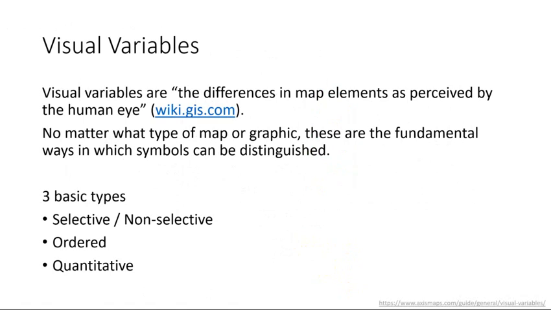Okay, visual variables are the differences in map elements as perceived by the human eye. And it's not just map elements, it's graphics and plots too. So no matter the type of map or graphic, these are the fundamental ways in which symbols can be distinguished. That's what we mean by visual variables. There's three basic types: selective, ordered, and quantitative.